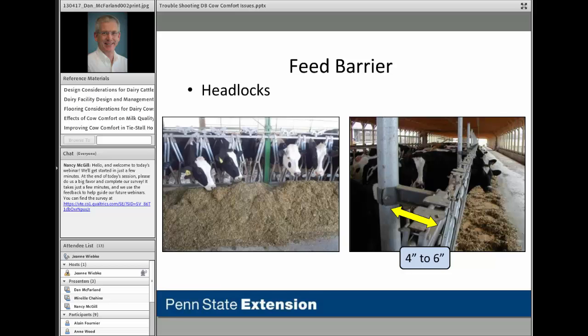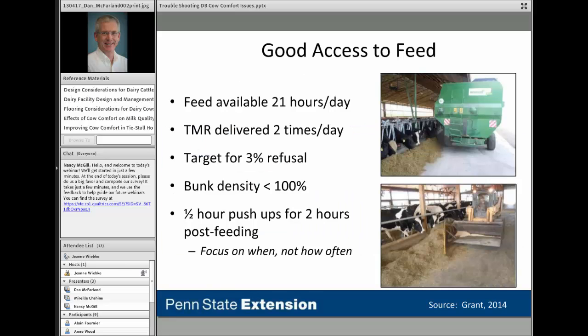It only takes about 20 minutes for the first cows that get to the feed bunk to push feed far enough away to make it difficult for the next group that would come up to eat. And so it's important they have a good reach, as well as you need to push that feed back. Feed should be available 21 hours a day. It's recommended TMR be delivered 2 times a day or more. Bunk density around that 100%.